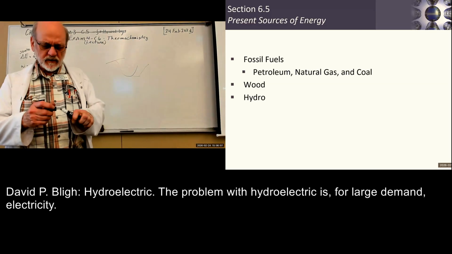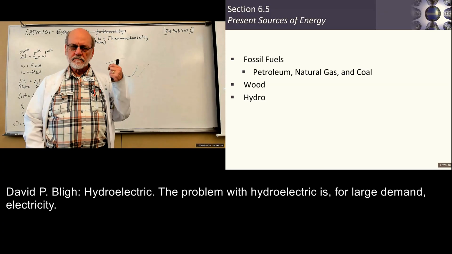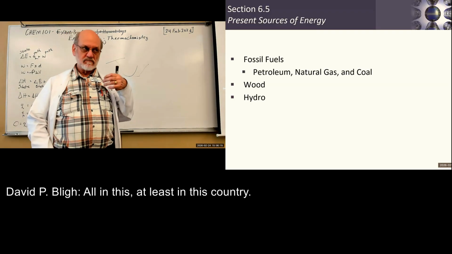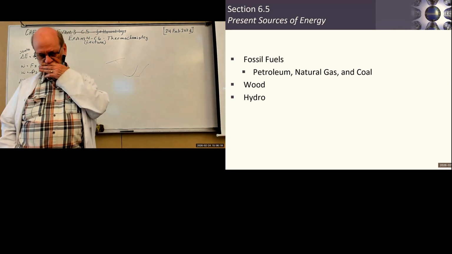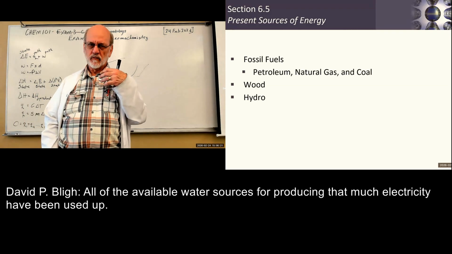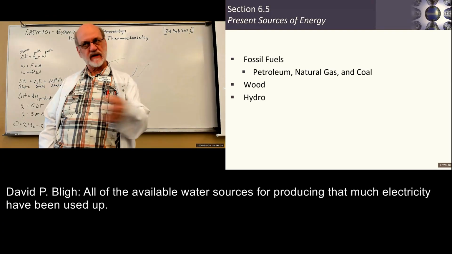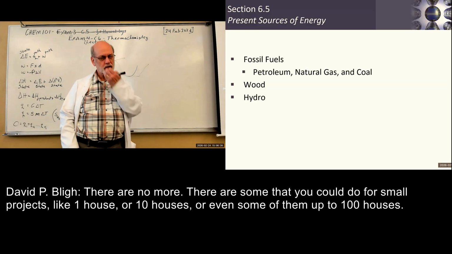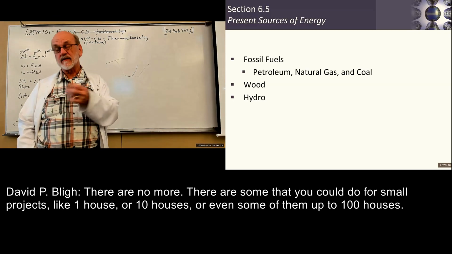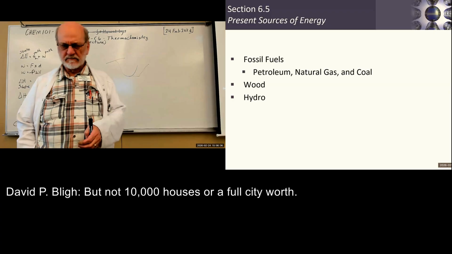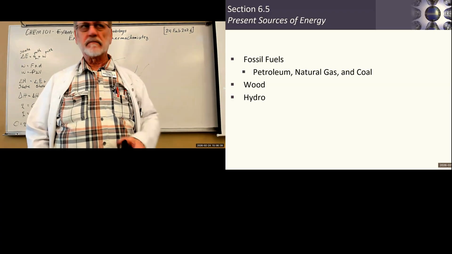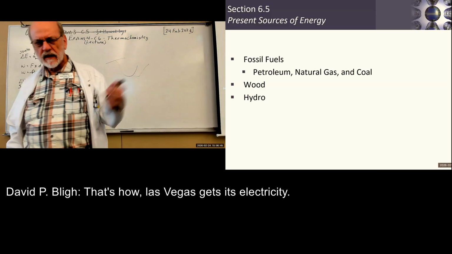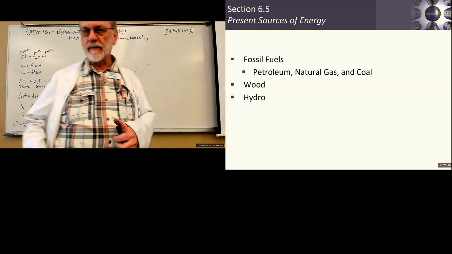Hydroelectric. The problem with hydroelectric is for large demand electricity, at least in this country, all of the available water sources for producing that much electricity have been used up. Right, there are no more. There are some that you could do for small projects like one house or 10 houses, or even some of them up to 100 houses, but not 10,000 houses or a full city worth. You know, that takes a Hoover Dam to do that. That's how Las Vegas gets its electricity, from Hoover Dam.